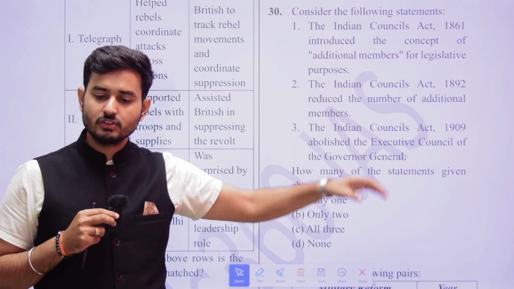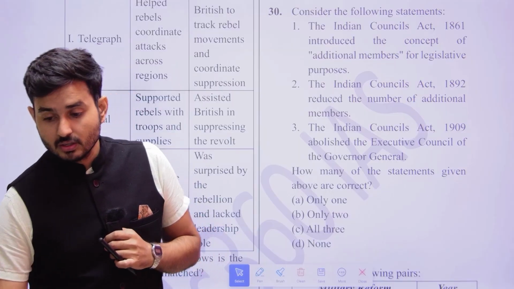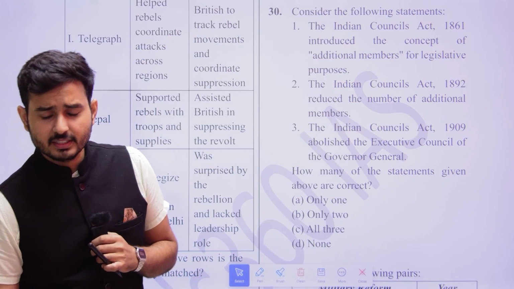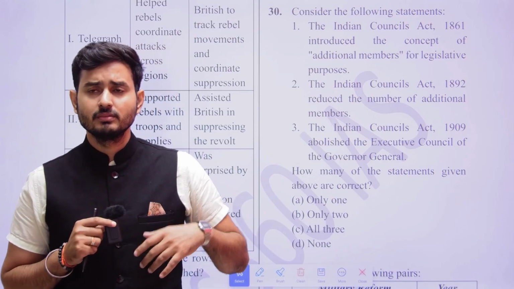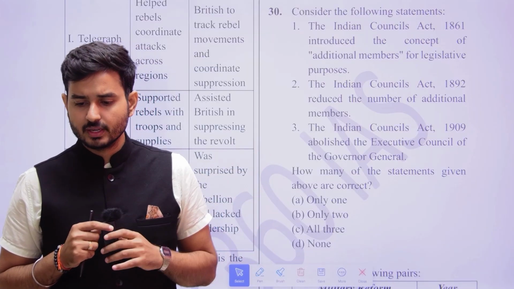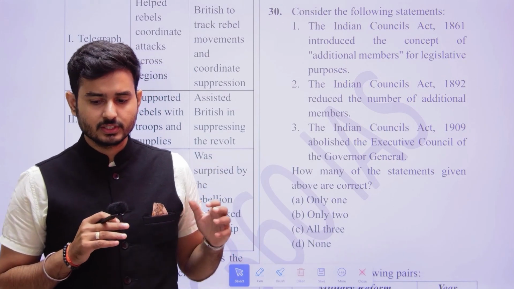Now, such statements of modern Indian history, you can also approach from the context of what is logically correct and what is logically incorrect. That is generally how you can solve these questions.